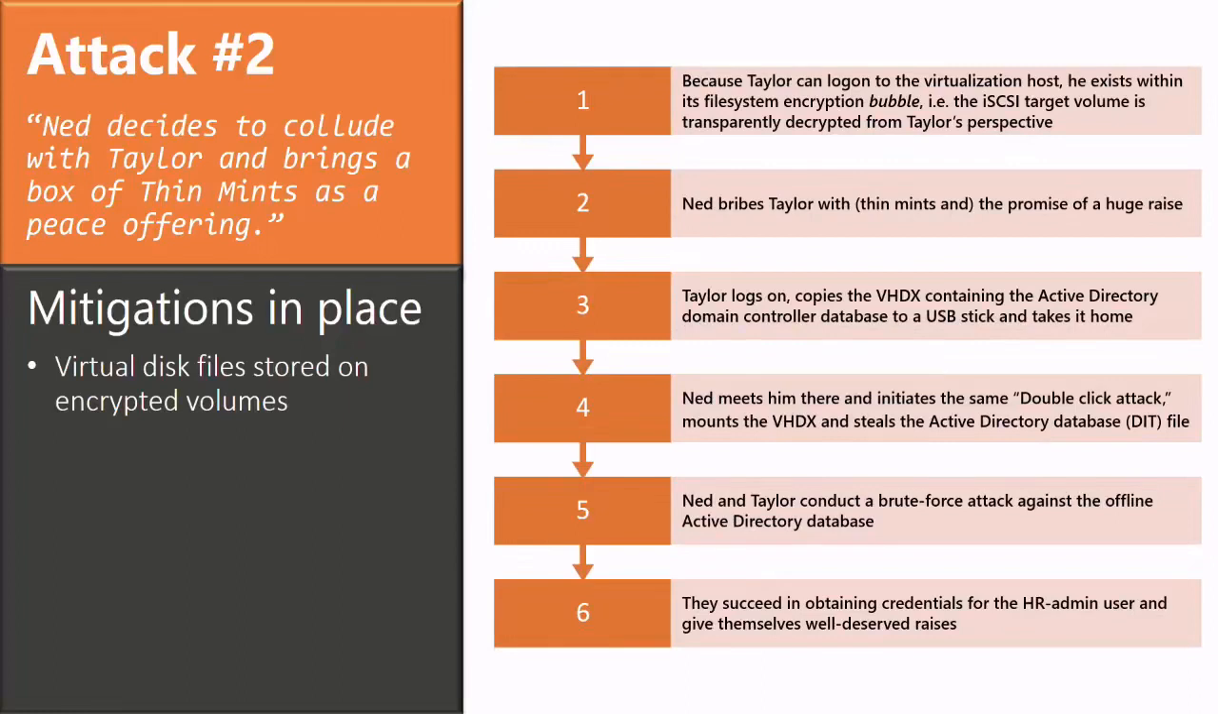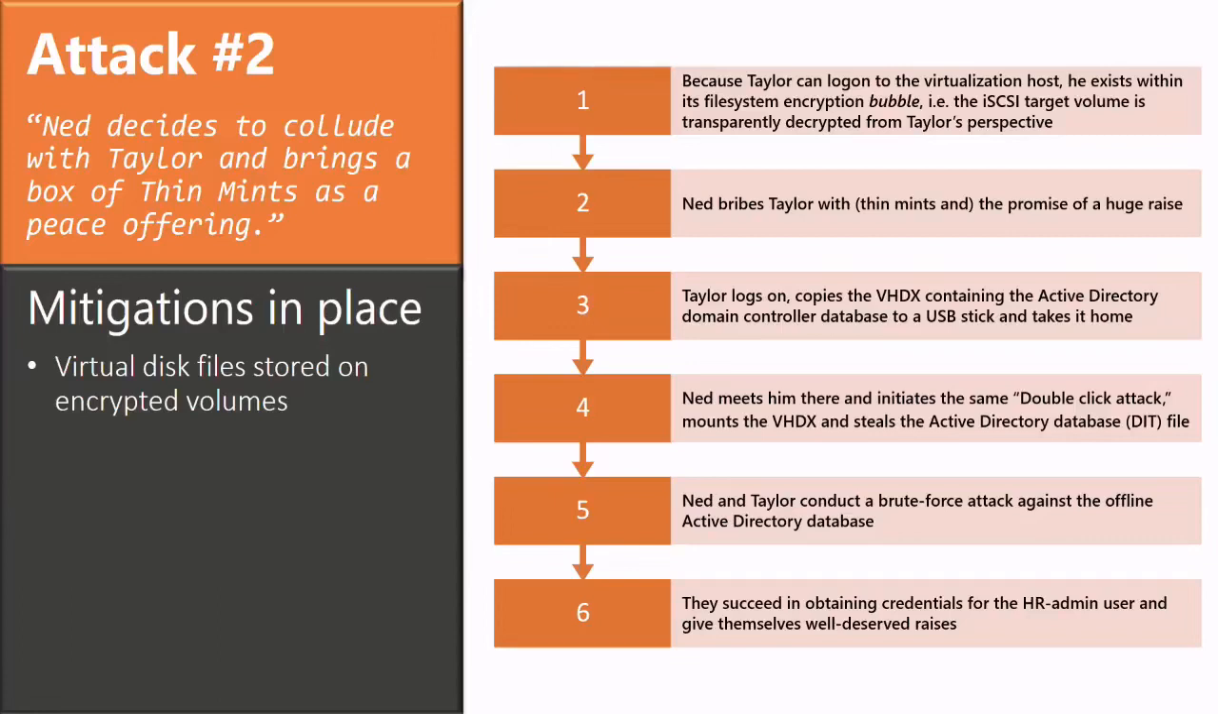So the mitigation's in place now. The virtual disk files are stored on encrypted volumes, and the encrypted volume is actually being encrypted using keying material that's held on the Hyper-V host, i.e. Ned doesn't have it. So Ned decides to collude with Taylor, offering him a box of Thin Mints and some increase in salary. And then because Taylor can log on to the virtualization host, Taylor can log on at the Hyper-V host. He's a Fabric admin.